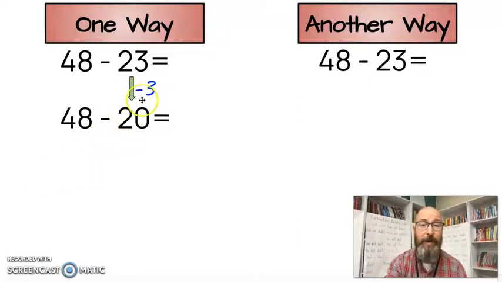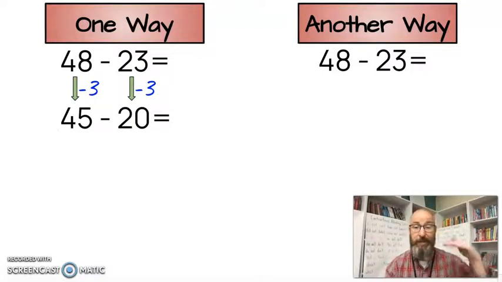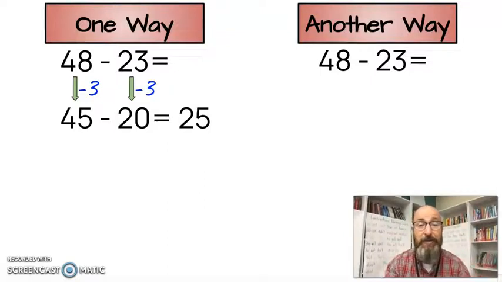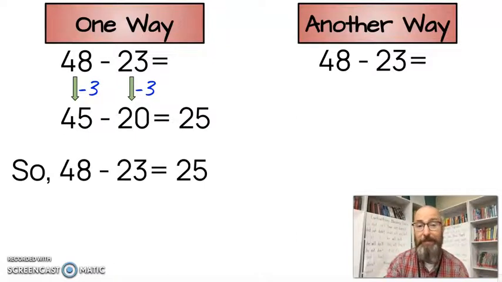Now again, I'm going to take away 3 from the subtrahend. I'm also going to take it away from the minuend, and that turns 48 into 45. 45, take away 20. I'm getting my hundreds chart in my head again. I'm going to go up twice because 20 is 2 tens. So 45 minus 10, 35. 10 more, 25. So 45 minus 20 is 25. So 48 minus 23 is also 25.